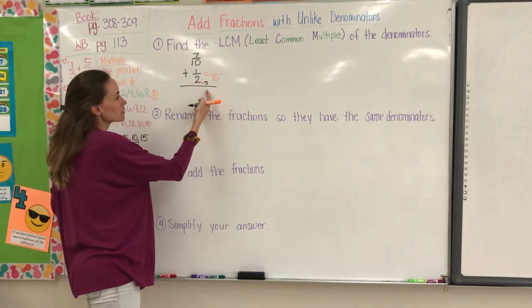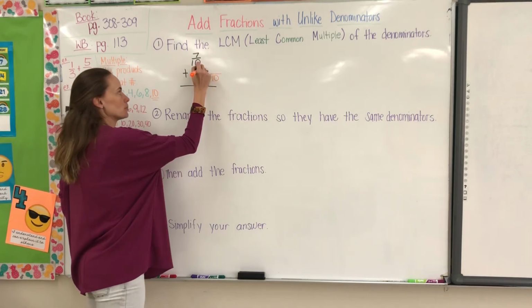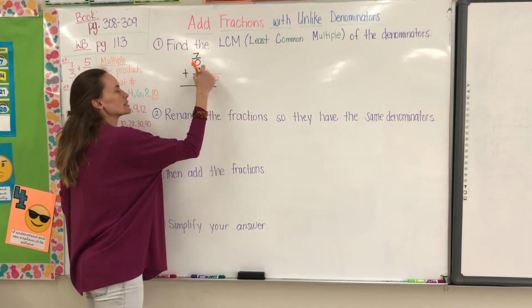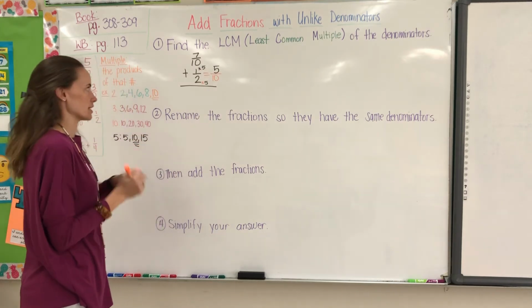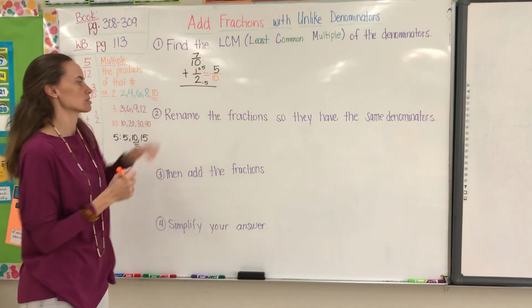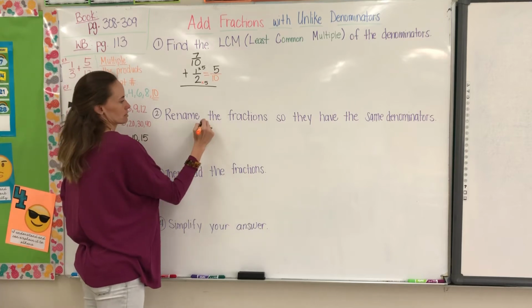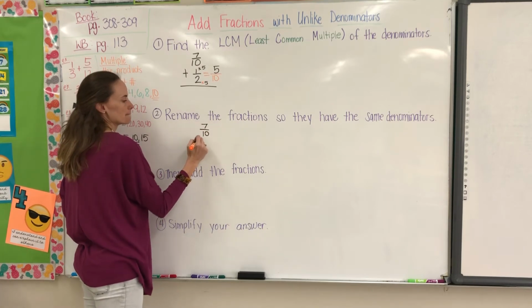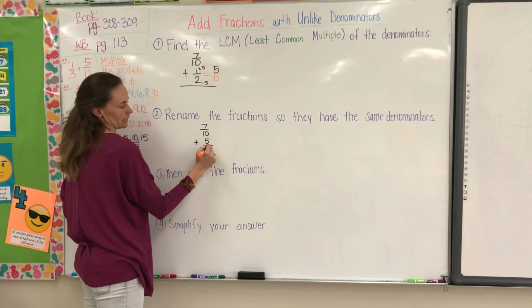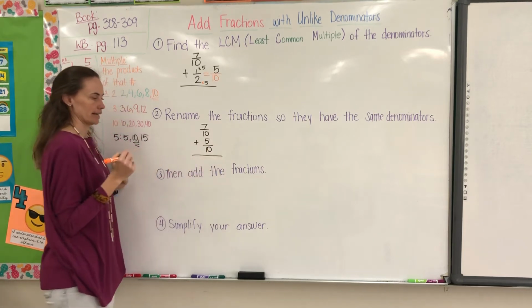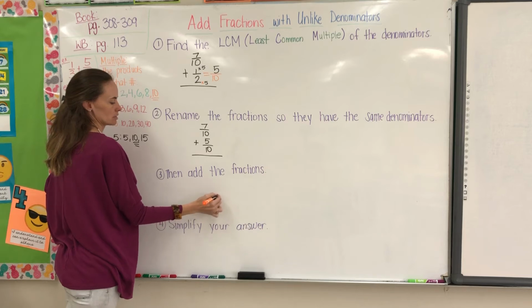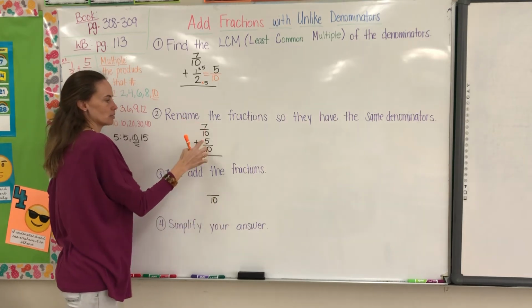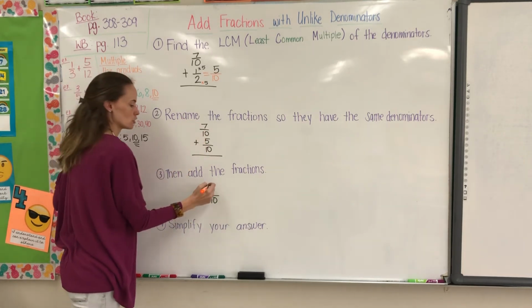Whatever I do to the bottom, the denominator, I do to the top, the numerator. So 1 times 5 gives me 5. So I have 5/10. Now both fractions are tenths. 7/10 plus 5/10. Okay, I'm ready to add them. The denominators stay the same, 10. 7 plus 5 gives me 12.